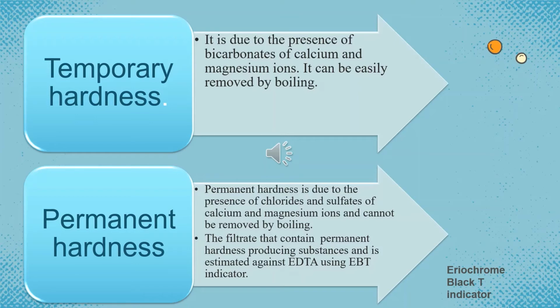Second is the permanent hardness that cannot easily be removed by boiling, and it is because of the presence of the chlorides and the sulfates of calcium and magnesium. The filtrate that contains the permanent hardness producing substances is estimated against EDTA using EBT indicator.